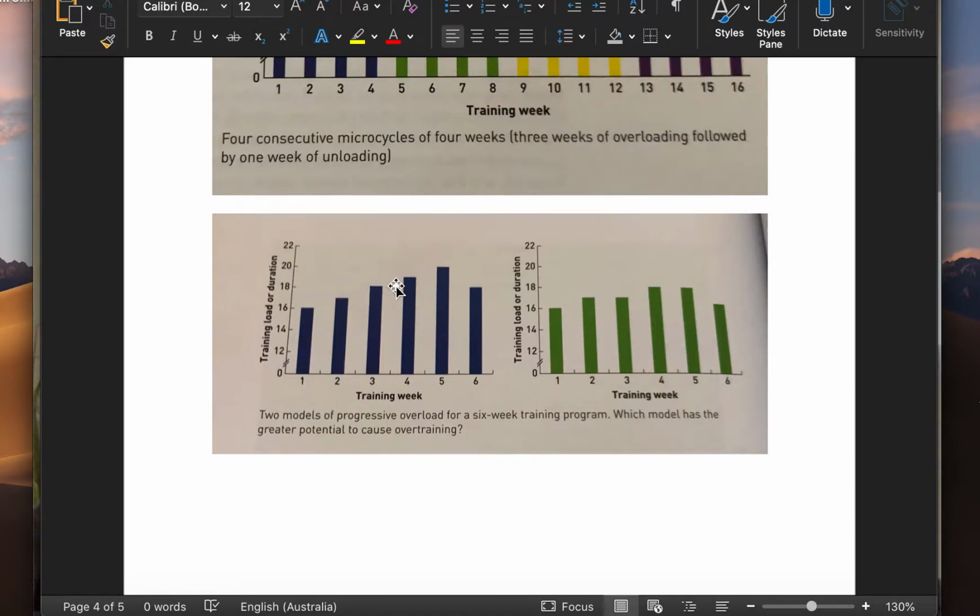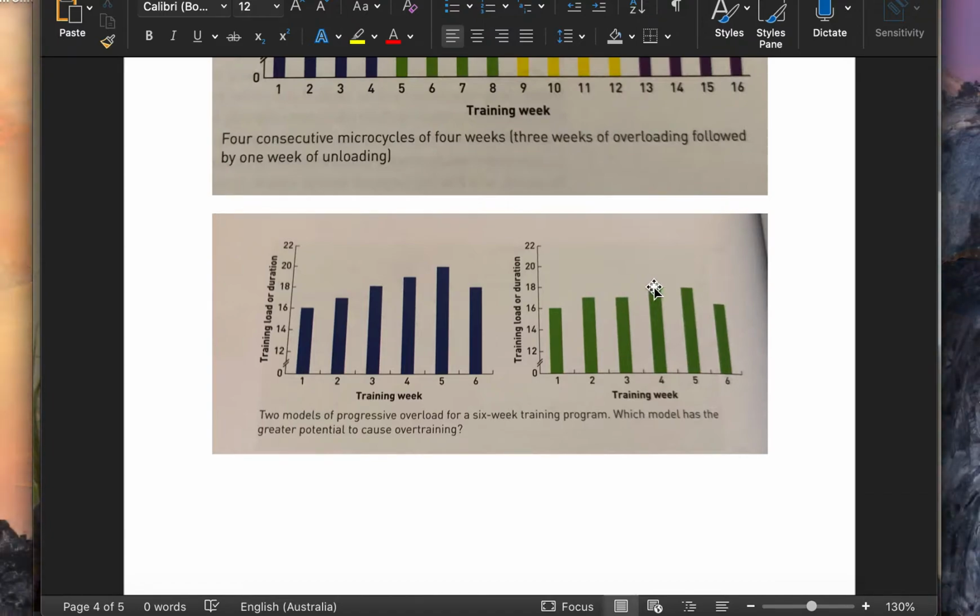We overload each week, and then we back off in the final week of a 6-week training program. Whereas this one here shows overload after week 1 and plateauing out to let the athlete recover for essentially a 2-week phase, then overloading and plateauing, and then backing it off. And so the question is, which of these models has the greater potential to cause overtraining? But at the same time, which of the models has the greater potential of causing the best adaptations? I'll leave that question to you to think about for later on.